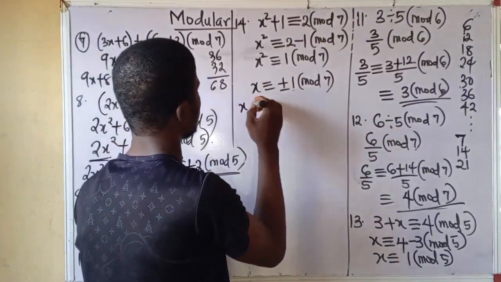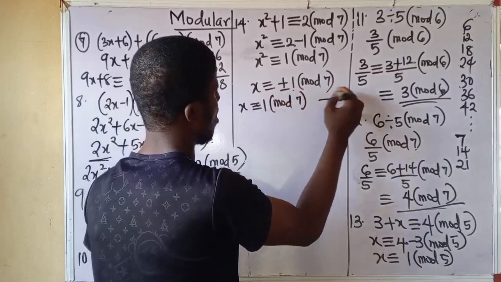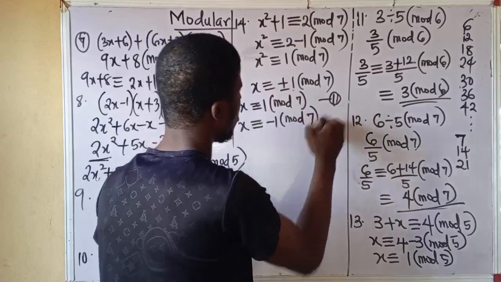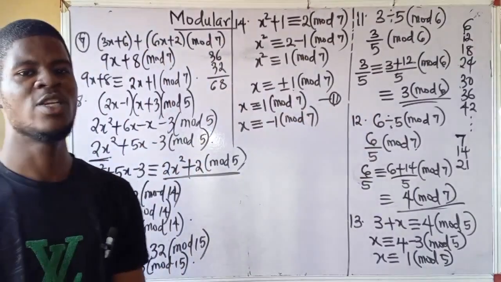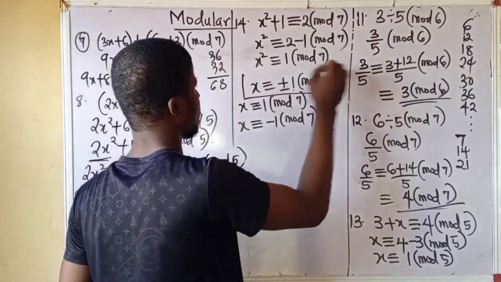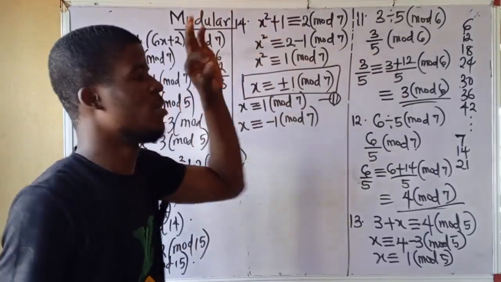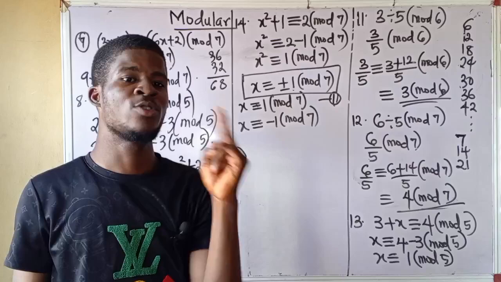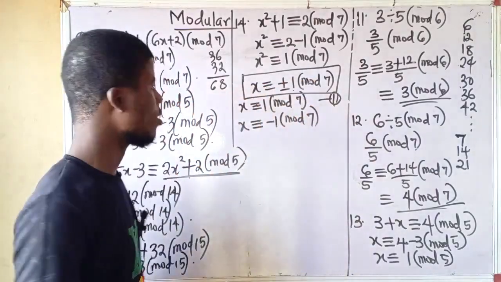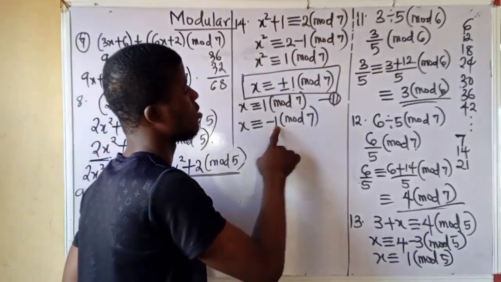So x is congruent to 1 modulo 7. This is one answer. Then the second answer is x is congruent to minus 1 modulo 7. But you know that minus 1 is actually not an integer in modulo 7. Take note, this can be the answer. It is correct. But that's in the case where we have to combine the two solutions into one using plus or minus. We can take this. But if they split the solution into 2 without plus or minus, then we have to simplify further. Of course, you know that minus 1 is not in modulo 7.